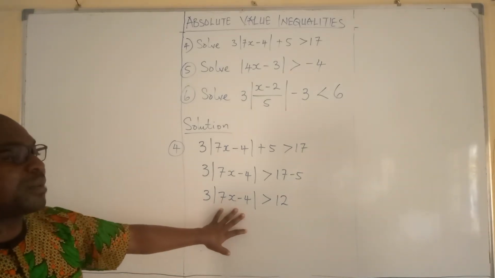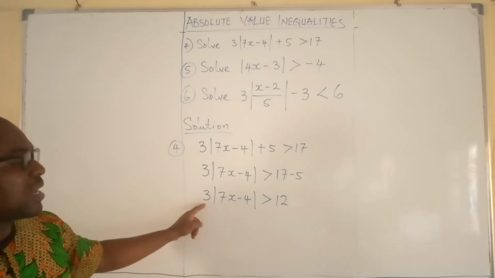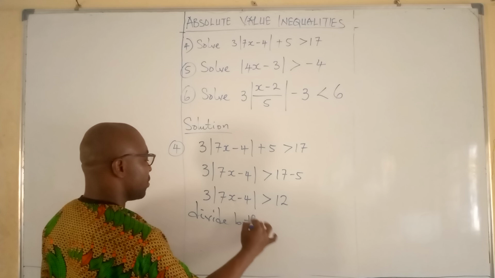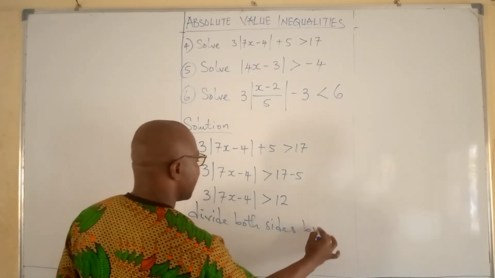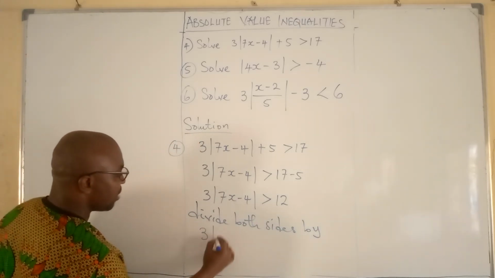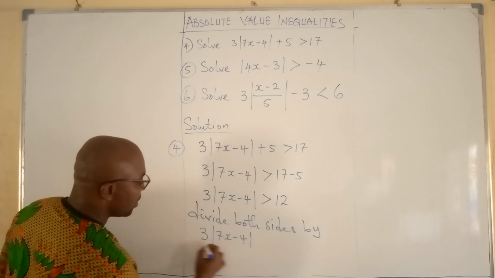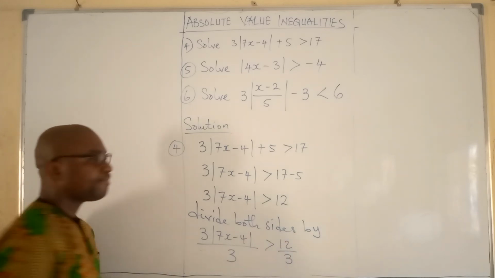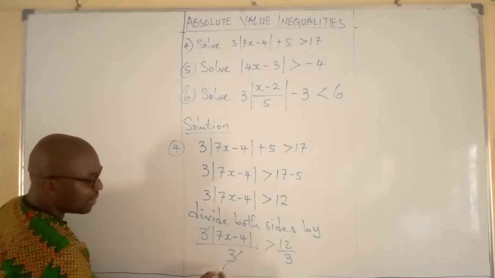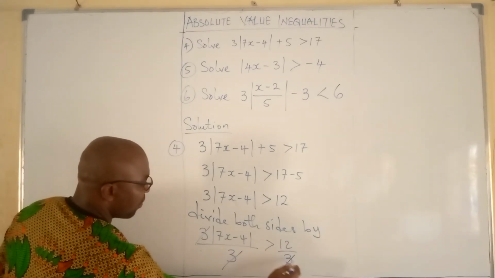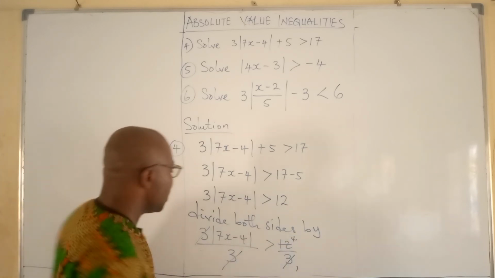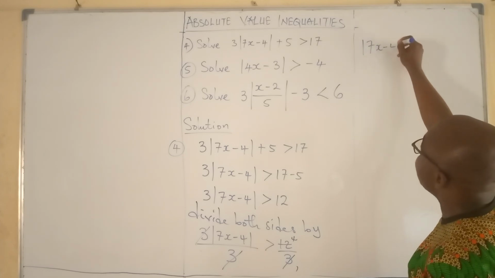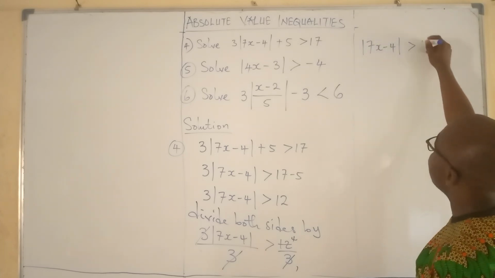The only way to make the absolute value sign stand alone is by dividing both sides by 3. So if we divide both sides by 3, we have 3 times the absolute value of 7x minus 4, divided by 3, is greater than 12 divided by 3. This 3 cancels this 3, and 3 into 12 is 4. So we have the absolute value of 7x minus 4 is greater than 4.